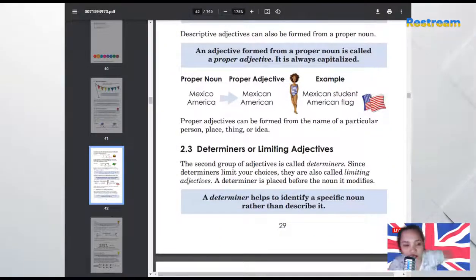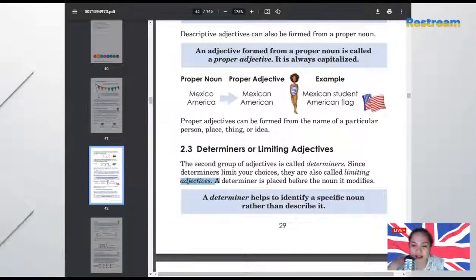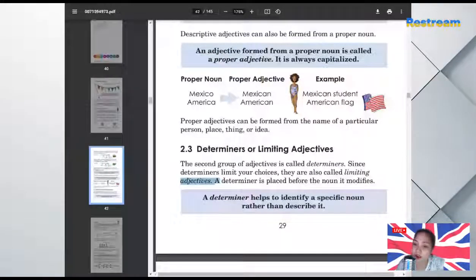For the next one, we have here the determiners or limiting adjectives. We are done with the descriptive adjective. We are in the second group already, which is called the determiners. The ones that limit your choices are called the limiting adjectives. While for the descriptive adjectives, we can use different kinds of adjectives because these are the common ones. But when we say determiners, we are just using limited adjectives or a few adjectives only.